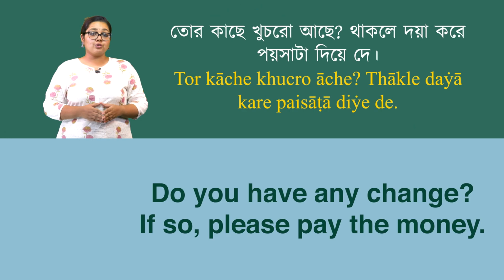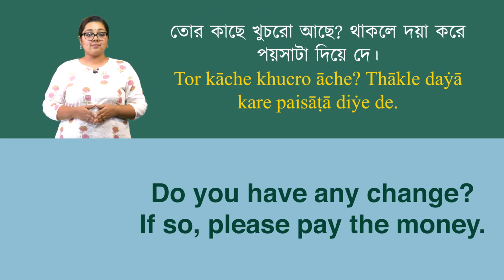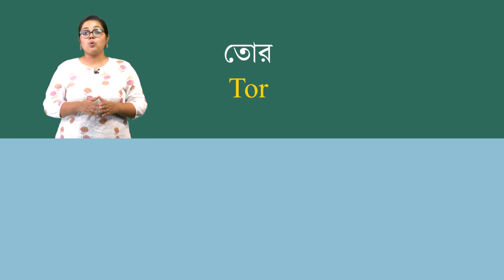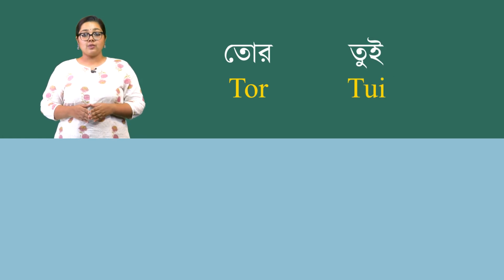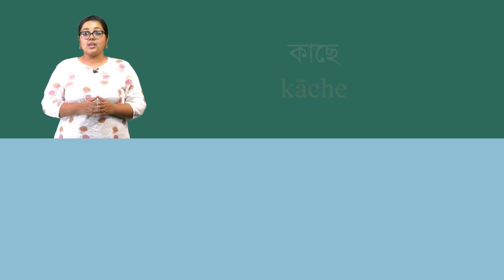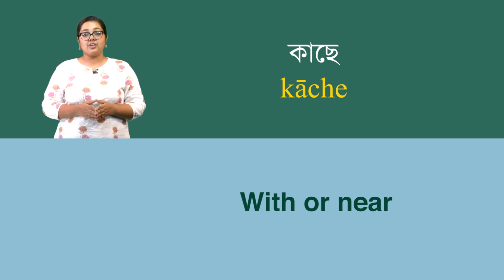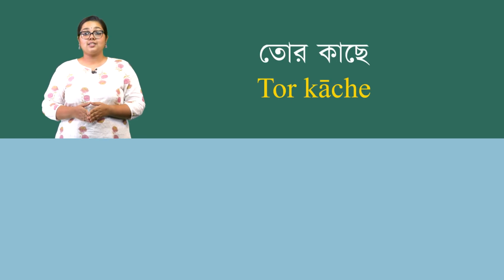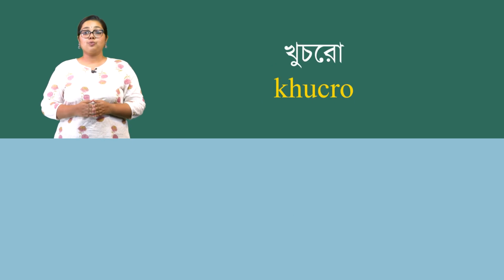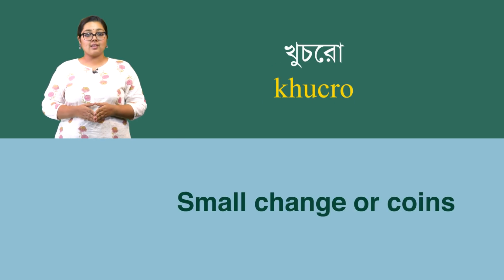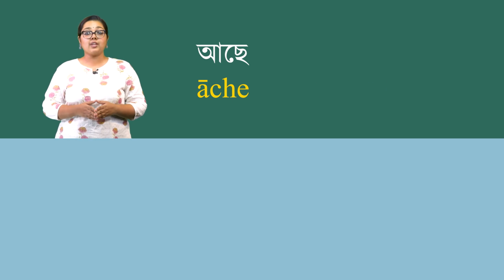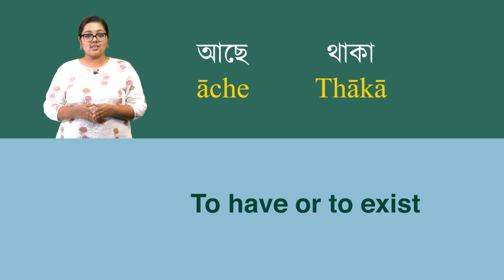In this part of the conversation, Manushi asks, তোর কাছে খুচরো আছে? থাকলে দয়া করে পয়সাটা দিয়ে দে. Let's break it down. Here, তোর is the possessive form of তুই, which is you but in an informal tone, used among close friends. Kache means with or near. So, তোর কাছে translates as with you. Khuchro means small change or coins. Ache is the present tense form of thaka, meaning to have or to exist, indicating possession. Altogether, the sentence means, do you have any change?